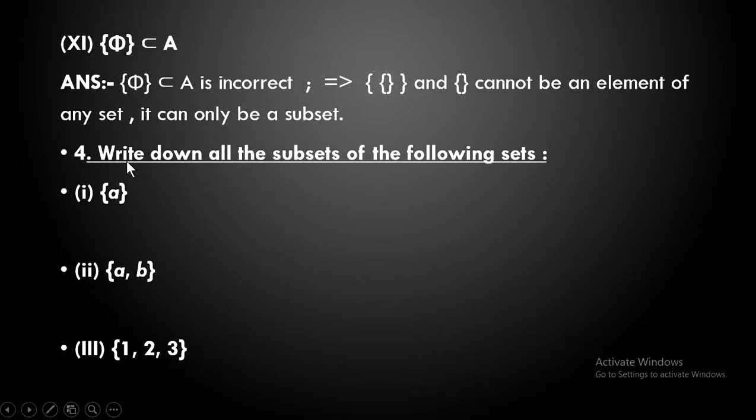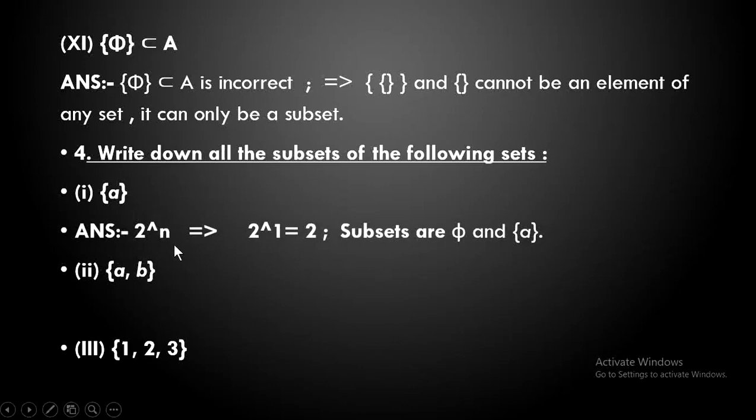Then the fourth one says write down all the subsets of the following sets. If you remember, we had one formula that says 2 to the power n, where n is the number of elements, and with that we find the number of subsets. Since only one element is there, 2 to the power 1 is 2, so it will have 2 subsets. Those 2 subsets are the set itself and an empty set.